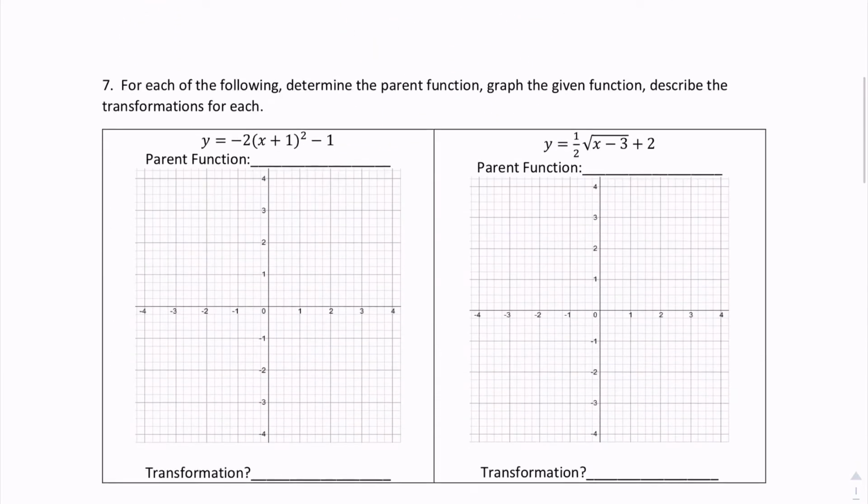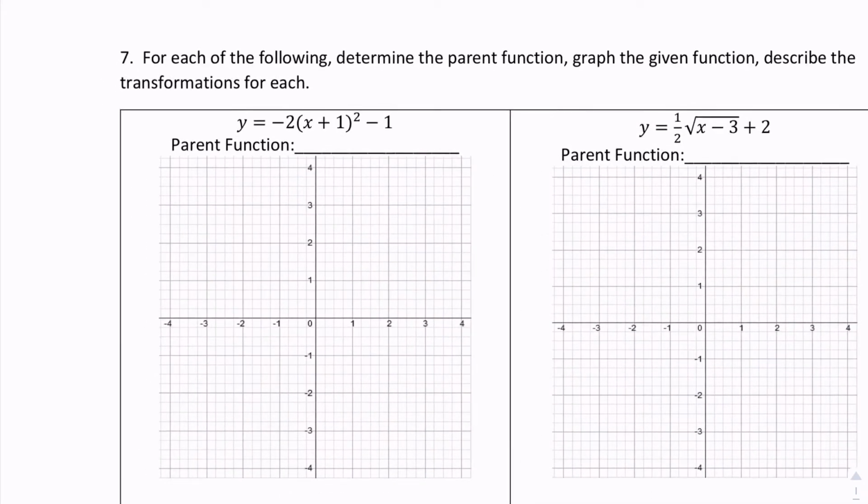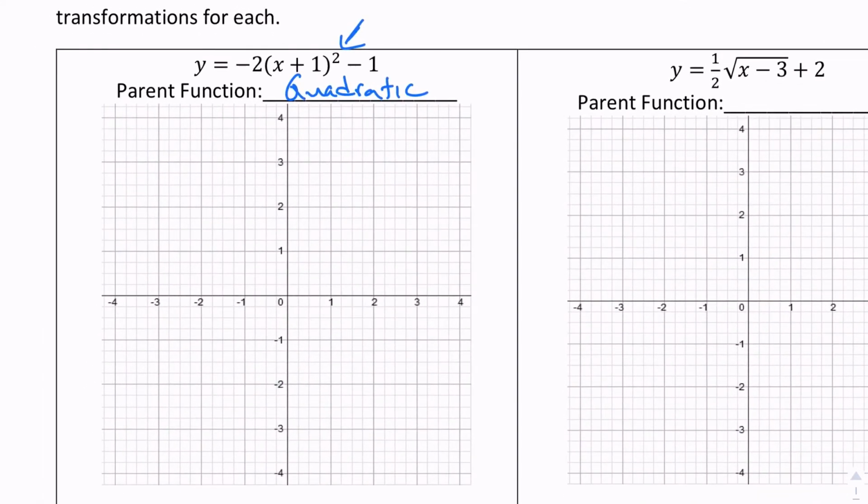Okay, so in number 7, the first thing we want you to do, identify the parent function. So this one is quadratic, and I know it's quadratic because of the exponent of a 2. Down here where it says transformation, we're just asking for exactly what we just did up in 1 through 6, and that is, tell me what the negative sign, the 2, the 1, and this one all do to the graph. So we have a reflection.